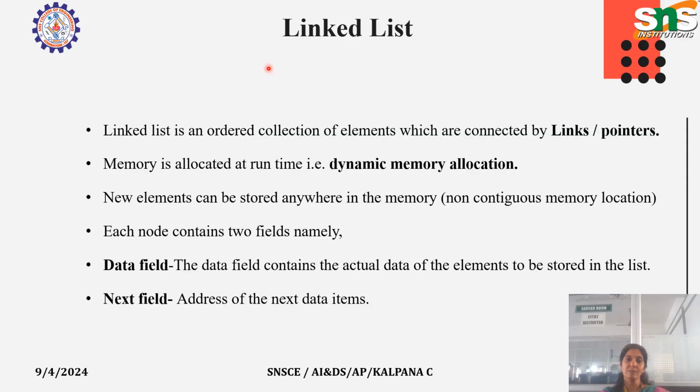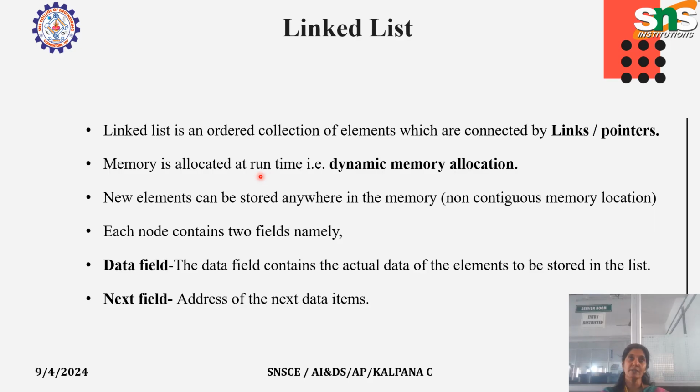Next, we'll see what is linked list, and what are all the things available in the nodes of the linked list. We can say it is an ordered collection of elements which are connected by links or pointers. These links or pointers are nothing but the address. It holds the address of the next node. So memory is allocated at runtime here.